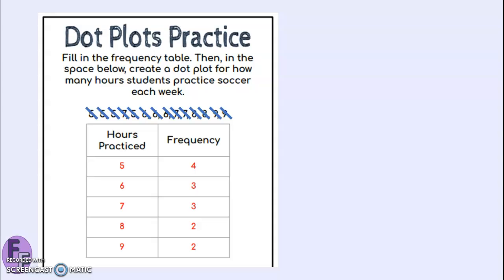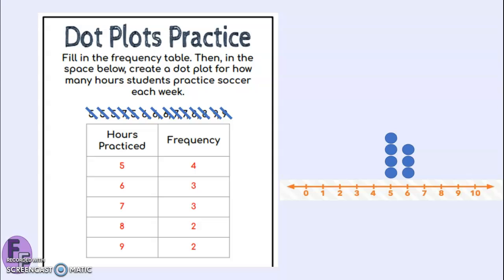Now I can make my dot plot. First start with the number line. Then place dots where they belong. Since 5 has 4, we put 4 dots on the number 5. 6 would get 3 dots, 7 would get 3 dots, 8 would get 2 dots, and 9 would get 2 dots. Remember, it's also okay to put X's there, but that is your dot plot.